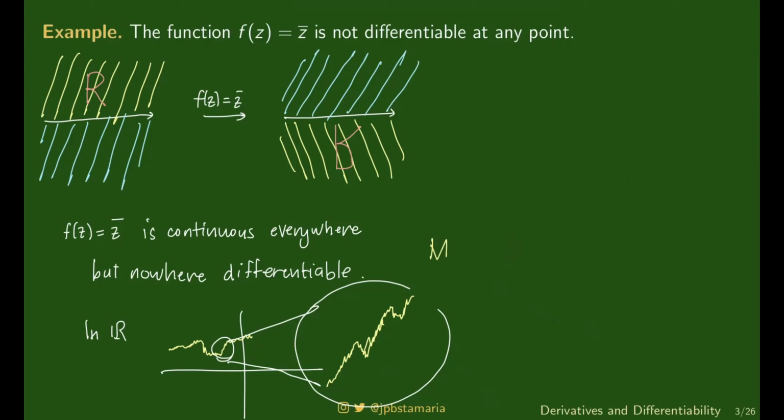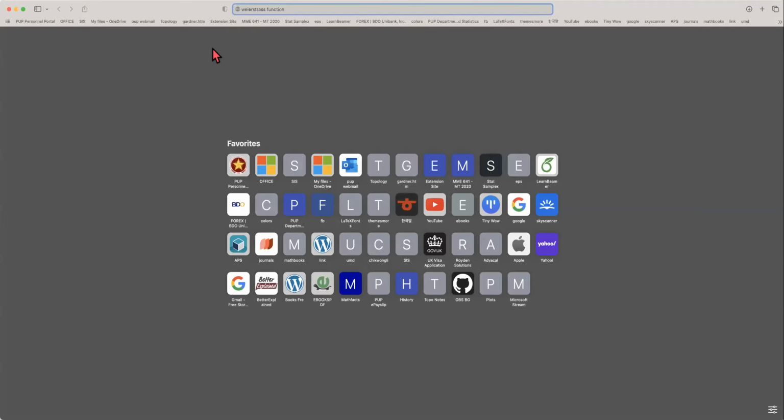To give you an example of a real function that is everywhere continuous but nowhere differentiable, may ipapakita ko sa inyo, i-share ko yung aking browser. Okay. Did the view change to the browser view? Nag-change ba ito browser view? Yes po. Okay, i-search nyo yung Weierstrass function.